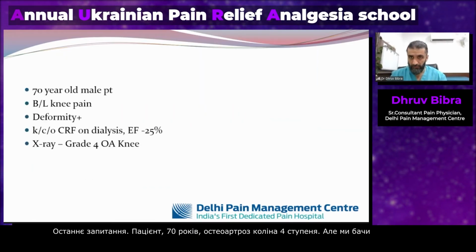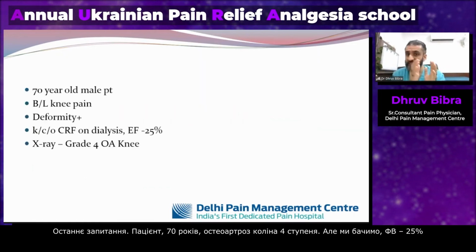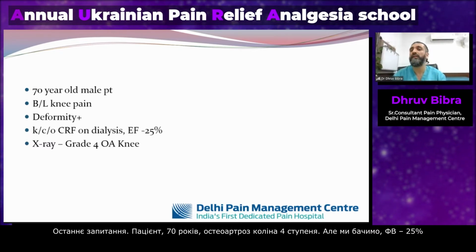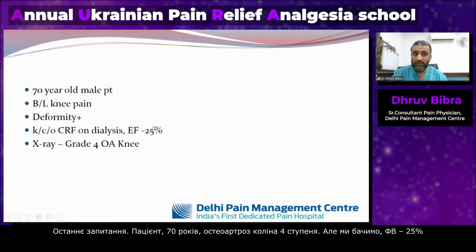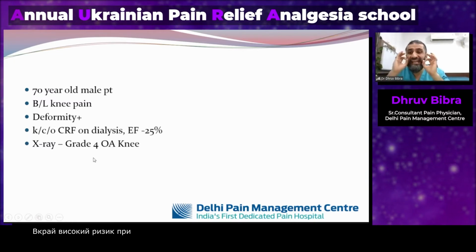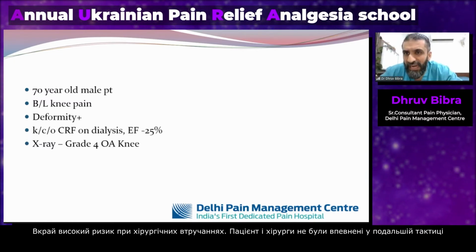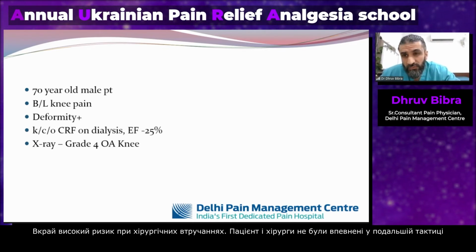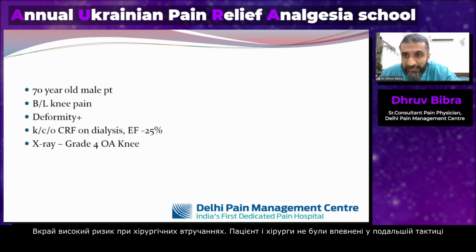Now, last question, where we have a 70-year-old patient, deformities there, grade 4 osteoarthritic knee, but as you can see, CRF, ejection fraction 25, an extremely high risk candidate for surgery. In these kinds of patients, even the surgeons would not be comfortable. So what do we do next?